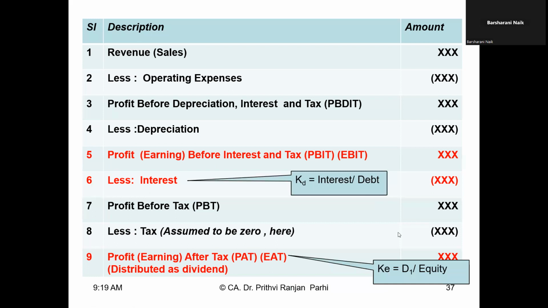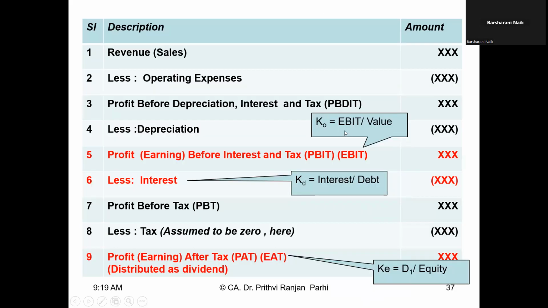From this formula, you can understand how KD is computed. KD is the interest rate on debt, because whatever is interest, that will be given to the debt holders. KE is equal to D1, that is dividend or earning after taxes, divided by equity value. Just have a look. So this understanding will help you to develop the formula on your own.